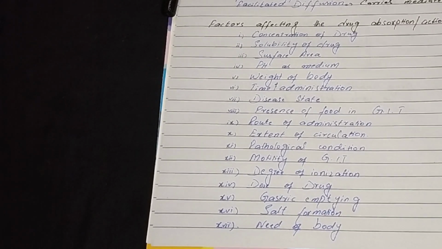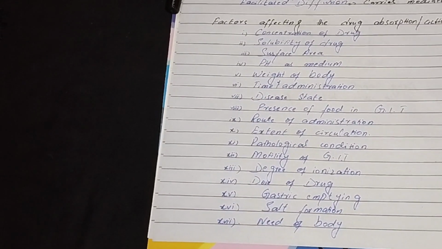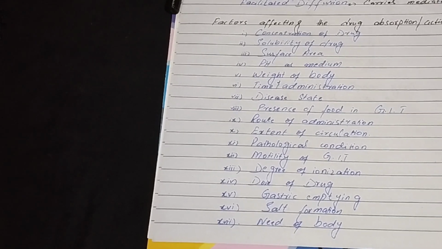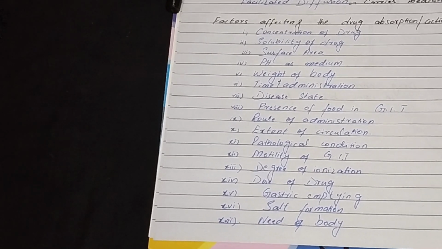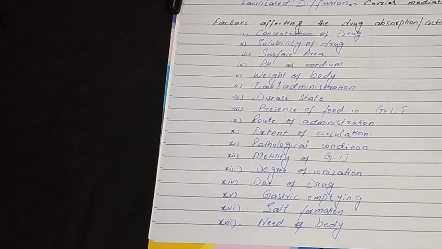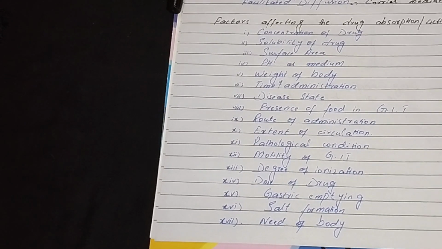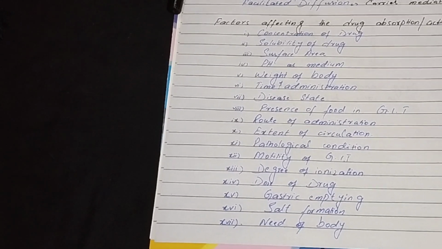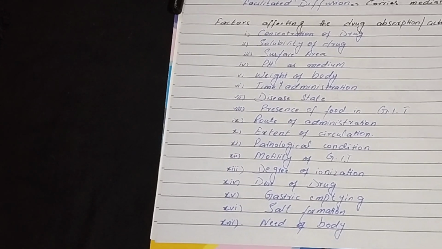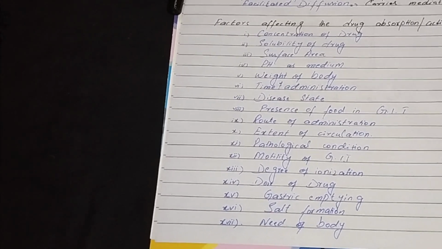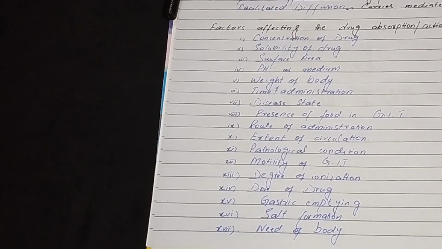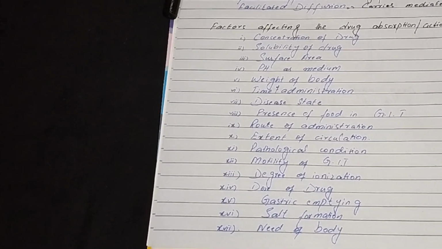And next is dose of the drug. It is the minimum amount of the drug which is needed to produce the pharmacological action. If the dose of the drug is too small, it will not produce any beneficial effect. But if the dose of the drug is too large, it will be rapidly absorbed and will produce a toxic effect. Thus, the dose of the drug should be appropriate. These are the different factors I'm discussing that affect the absorption of the drug.